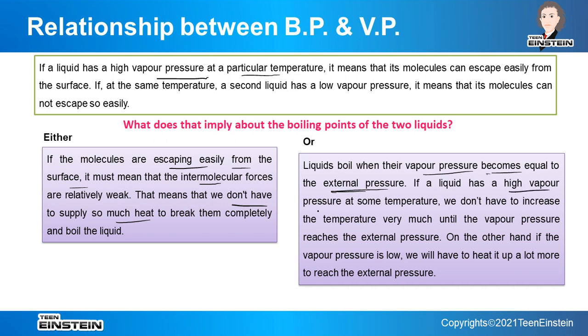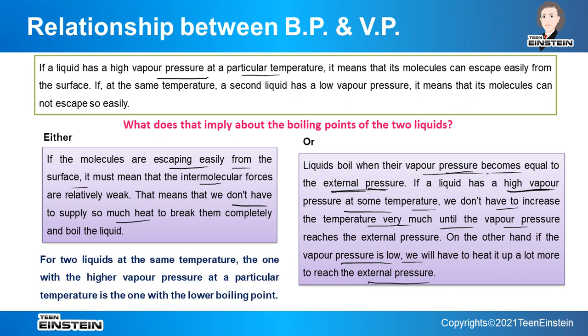Now, if a liquid has high vapor pressure at a particular temperature, that means we don't have to increase the temperature very much until the vapor pressure reaches the external pressure. Our purpose is to make the vapor pressure equal to the external pressure so that it can boil. But if it has already reached high vapor pressure at some temperature, then we don't have to provide much heat. On the other hand, if vapor pressure is low, then we have to heat it up and provide a lot of energy so that it can reach the external pressure. Only then can it boil, but for this we have to give more temperature, that is, more energy is required.